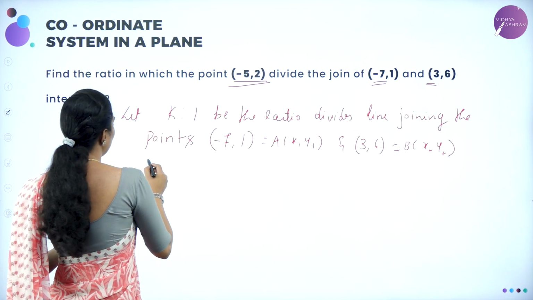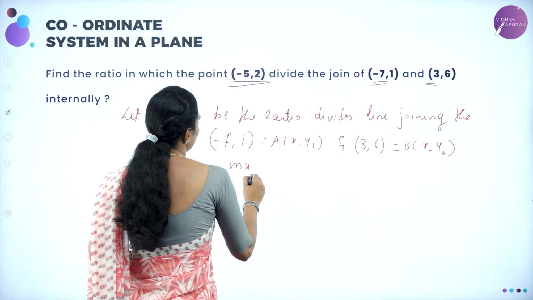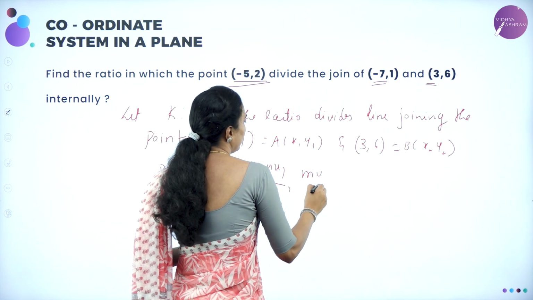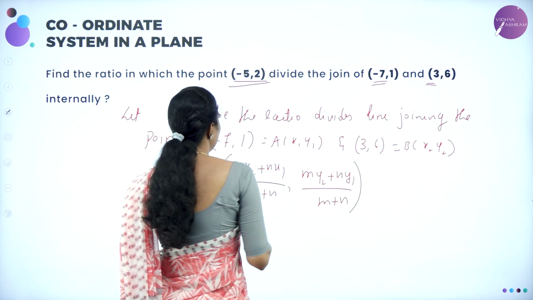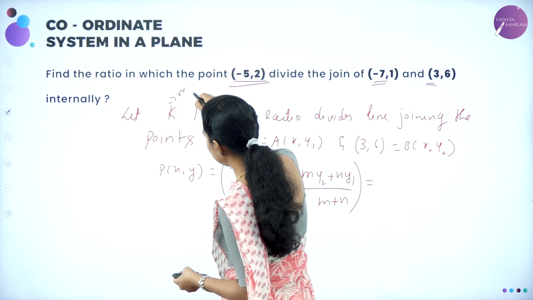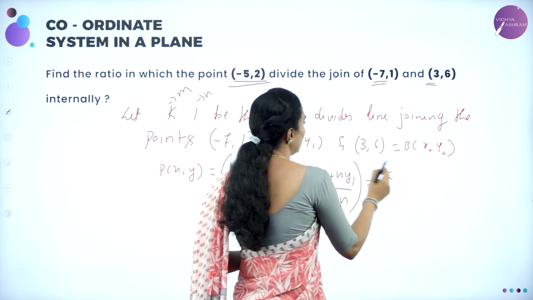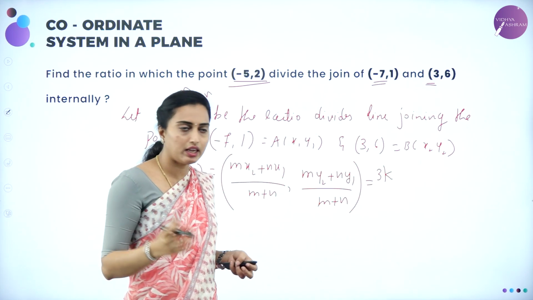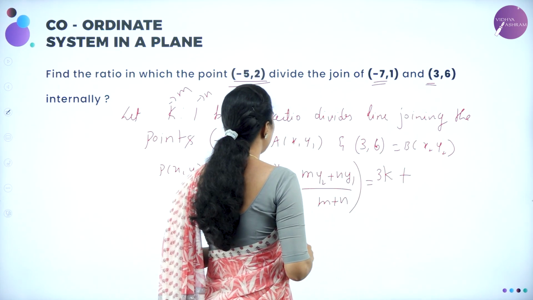We know the formula: P of x, y is equal to (mx2 + nx1)/(m + n), comma (my2 + ny1)/(m + n). Substitute the formula, with k as m and 1 as n. K into x2, x2 is 3, so K into 3 becomes 3k, plus nx1, where n is nothing but 1.